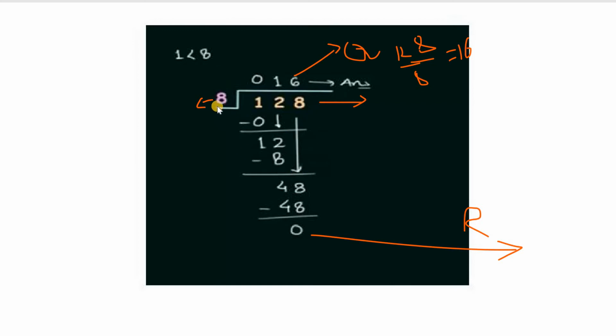So 128 by 8. First, initially just take the 8, and this is a single digit. A single digit is divided with a single digit. First one, 1. Is it possible? 8 is divided with 1, that means 1 by 8. 1 by 8 is not possible. Just check the condition. 8 is compared with 1. 8 is greater than 1. In this case, 1 by 8 division is not possible.